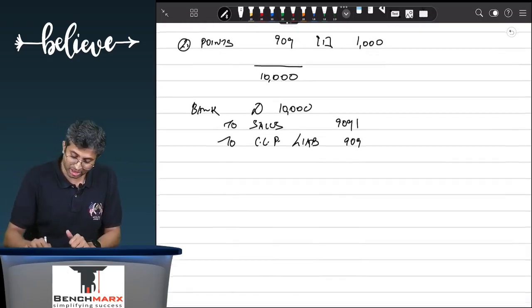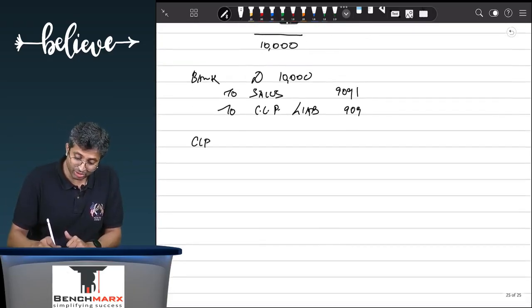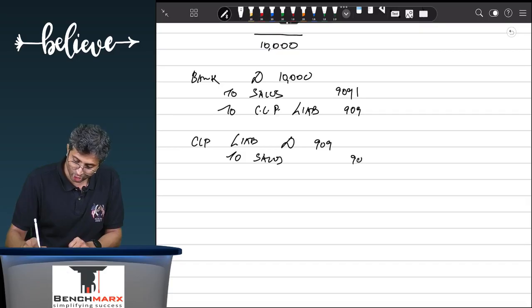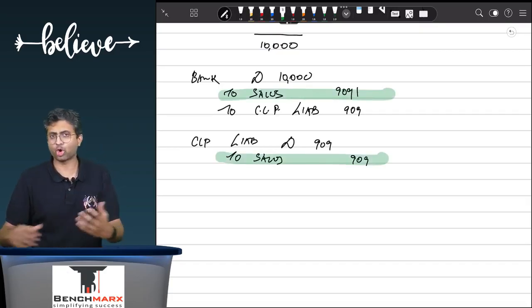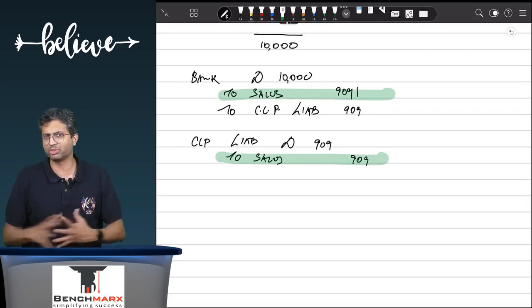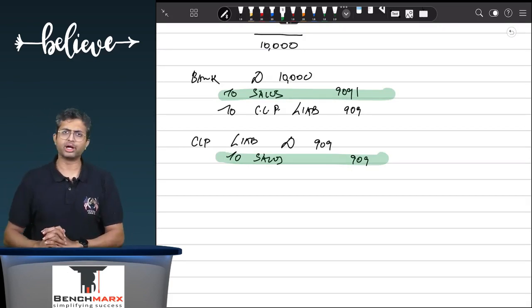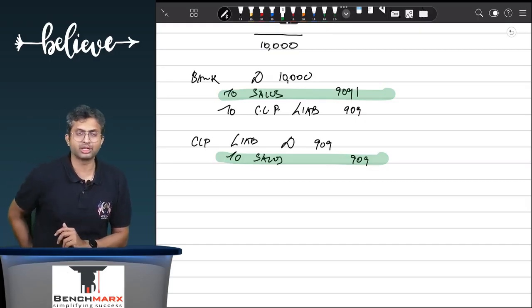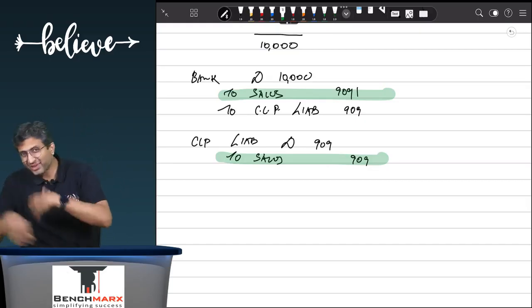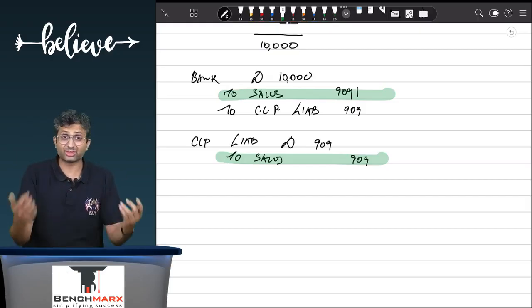So when the customer comes and takes that bag, your entry will be CLP liability account debit, let us say 909, the credit note is utilized, the points are utilized to sales worth 909. So in total your sales are worth 10,000, but they are to be recorded as and when the performance obligation is discharged. That is when the shirts are delivered, and that is when the bag at a later date is delivered. There can be various different possibilities, like a discount voucher or a gift voucher.